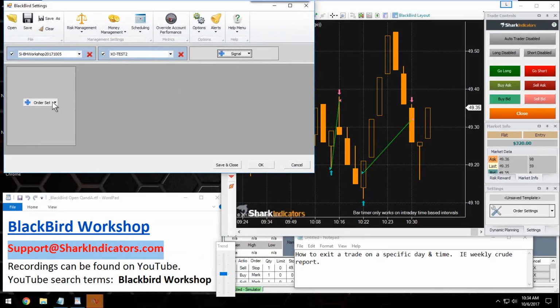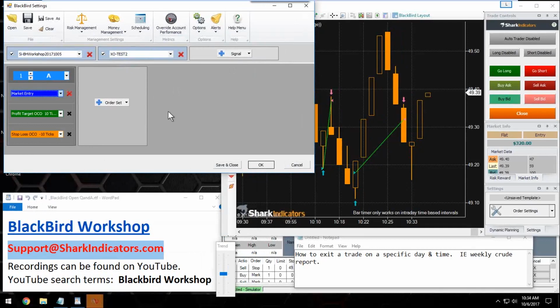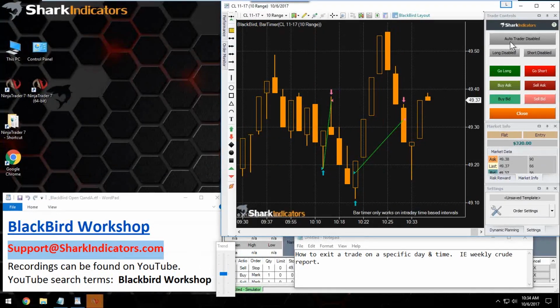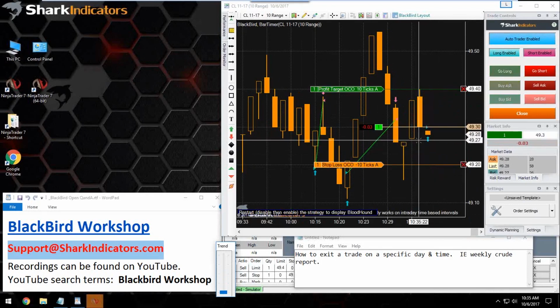Let me just create a quick order set here, like so. Just click OK. Let's turn the auto trader on. Don't forget to turn the auto trader on if you don't have it turned on automatically. And I think if I just pull the market down, that should generate a short signal. And there we go.